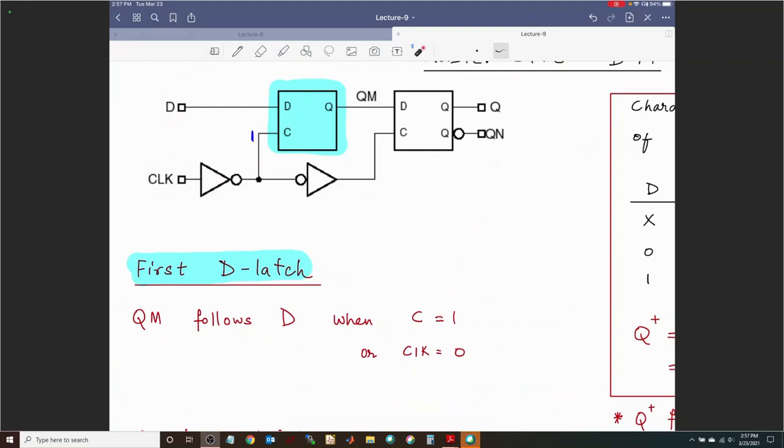Absolutely. Now, if I can say QM follows D when C is 1, in order to get a 1 over here, I need a 0 over there, right? Which means I can say QM follows the D input when clock, this guy, is 0. Now, we are done with the first D latch. Next, my second D latch, let me highlight in green.